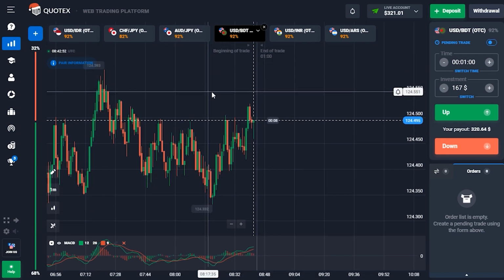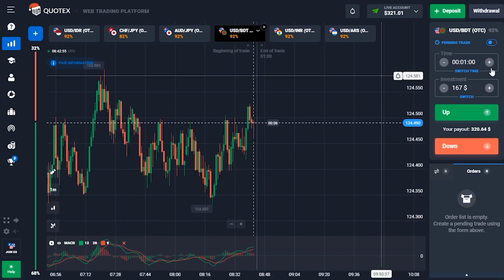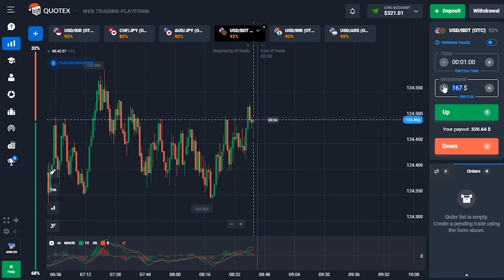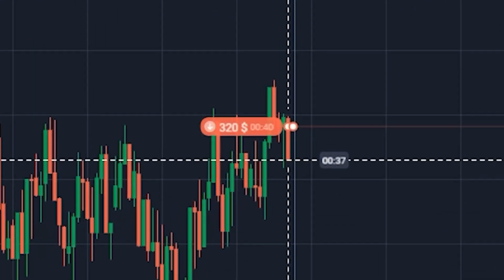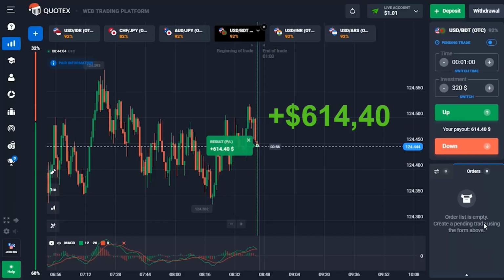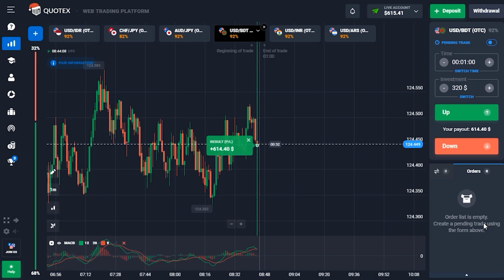On this currency pair, we see that the price is at the resistance level. According to the MACD indicator, we see a red histogram, so my trade will be here. I change investments and open a trade down. Absolute profit. As we can see, my decision to open the trade down was the right one. Let's move on to the next currency pair.